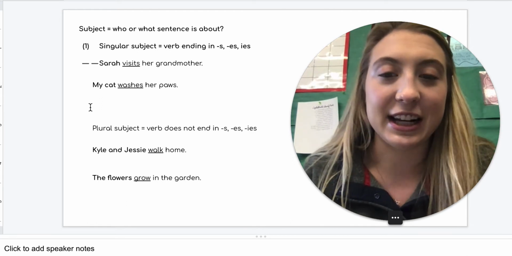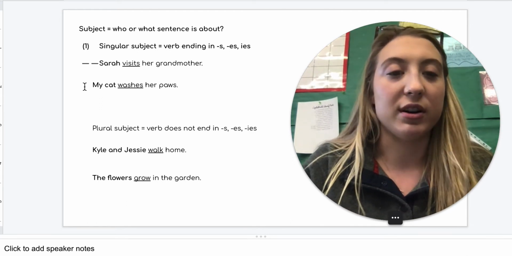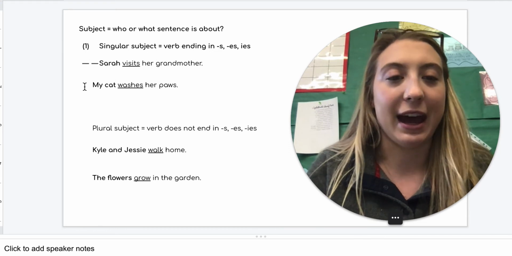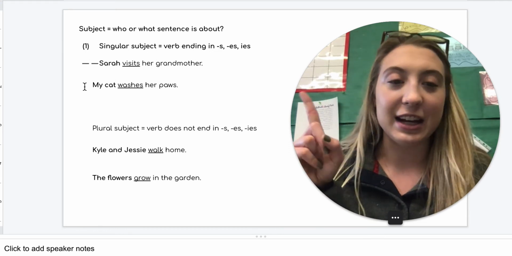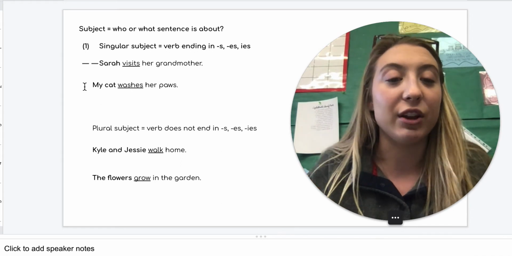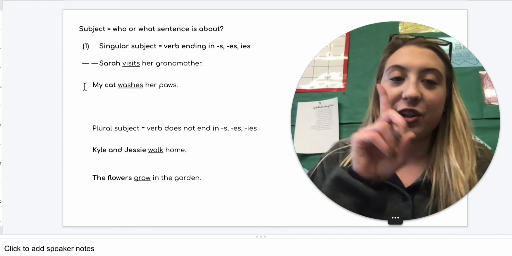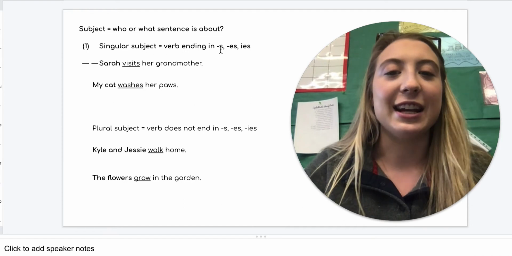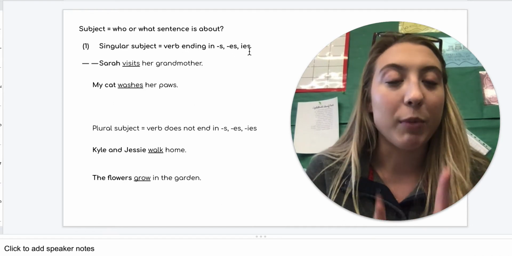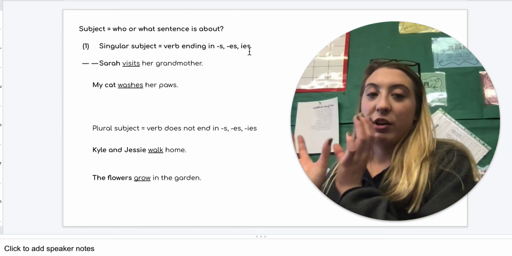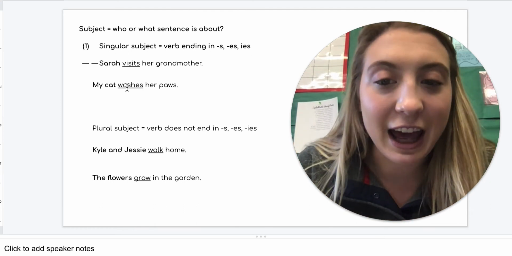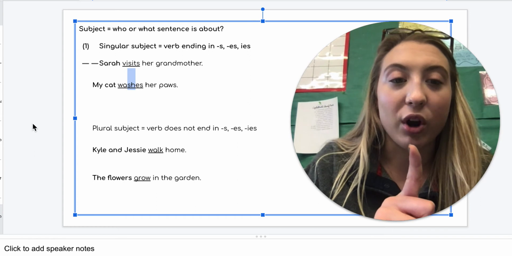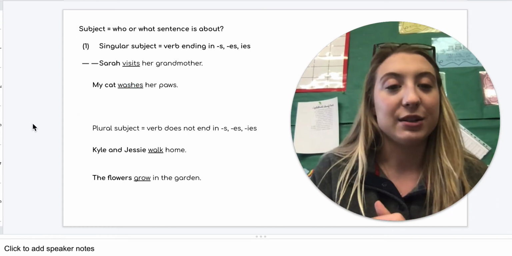So I go down to my second sentence. My cat washes her paws. So, who is this sentence about? I need to find who or what. It's about my cat. Now, that's just one cat, right? Because it doesn't end in S, ES, or IES, and it's not one of those irregular plural nouns that doesn't have a rule. It just means one. So that means my verb has to end in S, ES, or IES. And remember from before when we were doing our making singular nouns plural, if it ends in SH, you have to add an ES. So we still have to remember our rules. So also keep your notes from last week with you for this week.